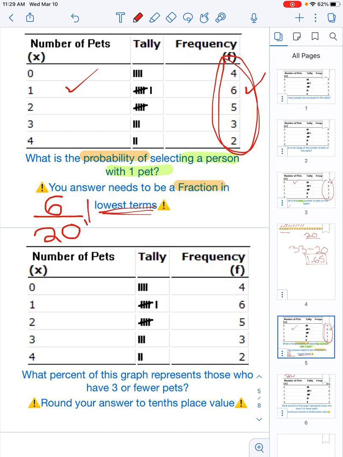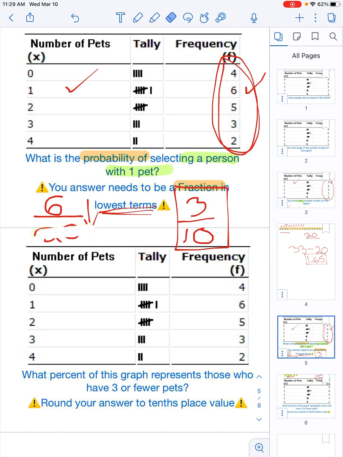So now anytime you see a fraction where the top and bottom number are both even, you can divide them both by 2. 6 divided by 2 is 3. 20 divided by 2 is 10. And voila. We have our probability as a fraction in lowest terms. 3 out of every 10. Pretty easy stuff. Remember what I said, the key to all of this was that total.